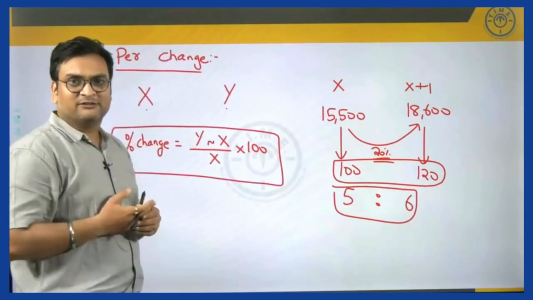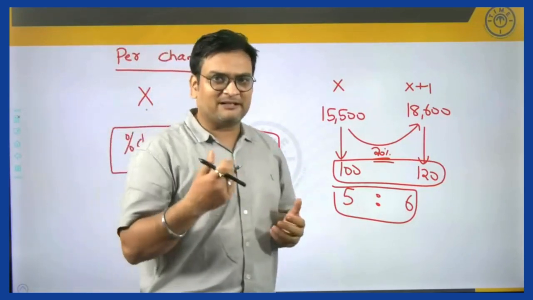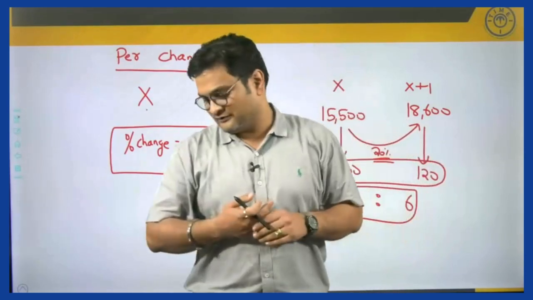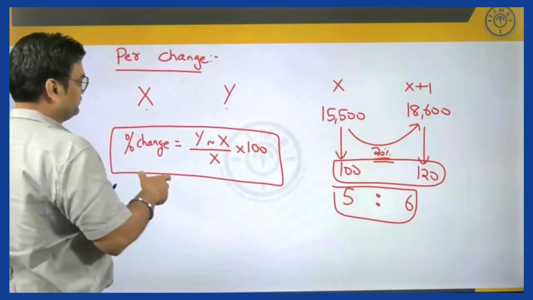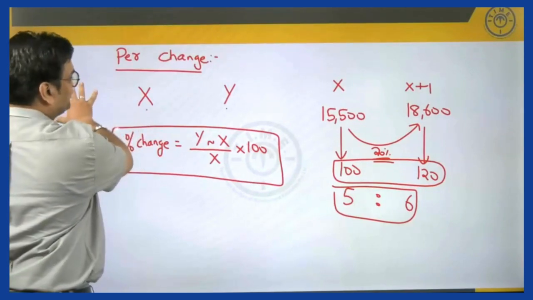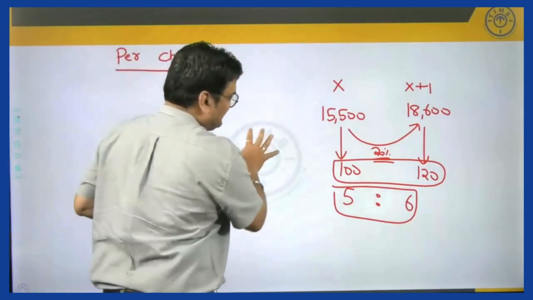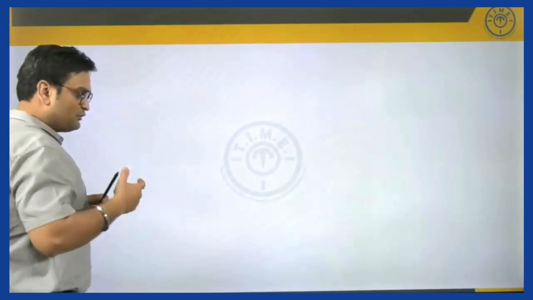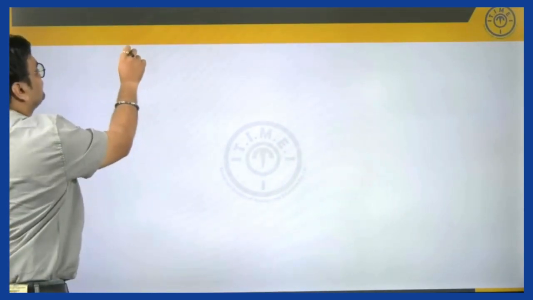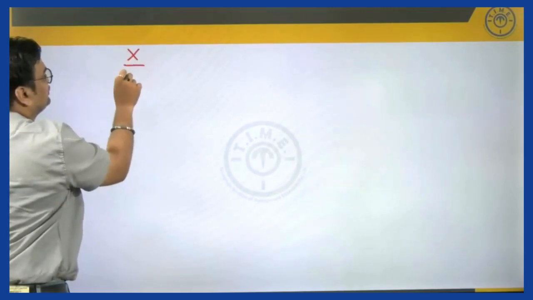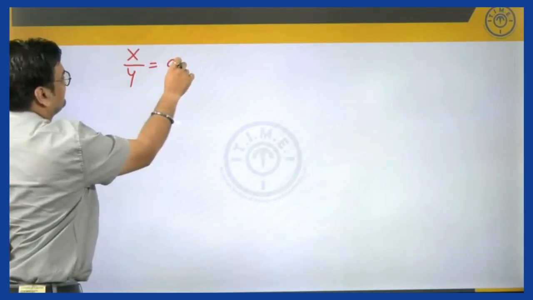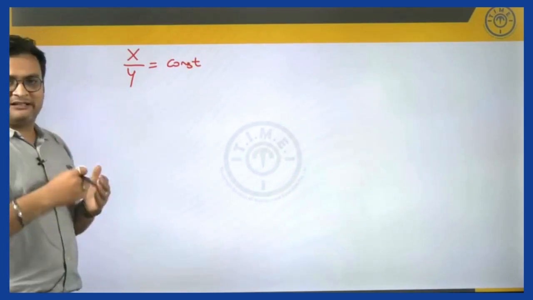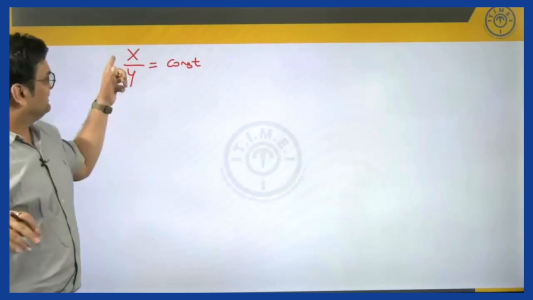This is a very simple formula, but this concept of percentage change can be applied to a variety of problems. Let's look at a few more things. When you talk about percentage change in a variable with respect to another variable, for example, if you note that there are two variables X and Y whose ratio is constant, always, in the past, in the present, and in the future, the ratio is constant.